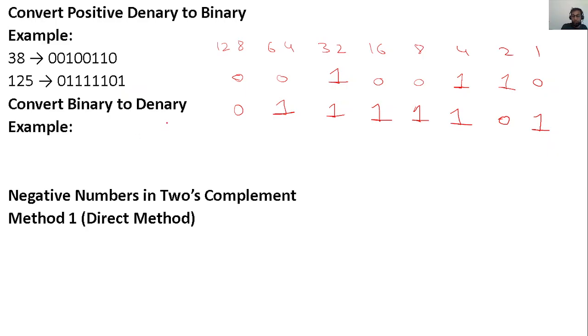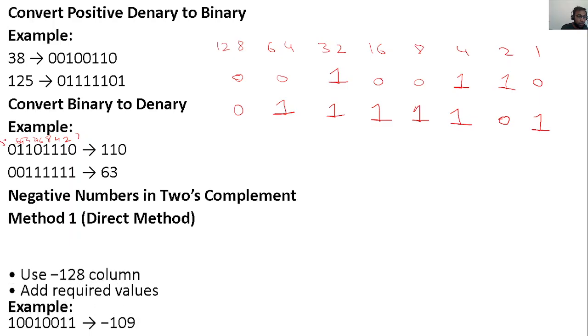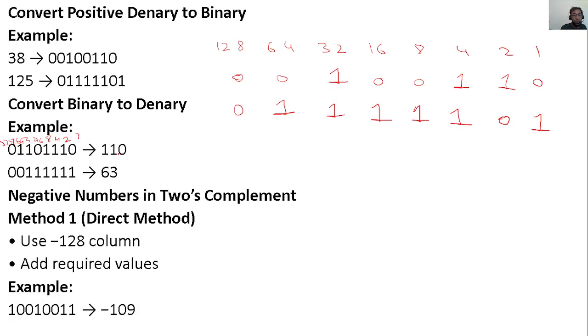Now let's see another example. Here, what we have done is converted binary numbers into denary numbers. I will do it very quickly. 1, 2, 4, 8, 16, 32, 64. Add all of these values that are with ones. So we will get 110. Similarly, we can do it with this number, 63. We have already studied it. If you want to study it in detail, you can go to lectures 1 and 2.